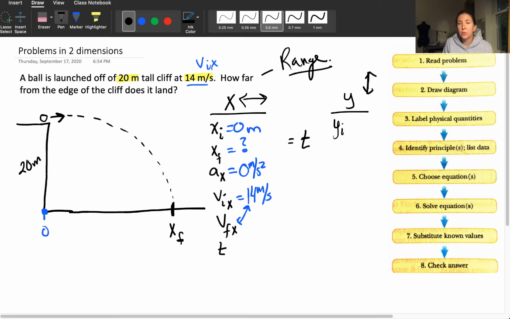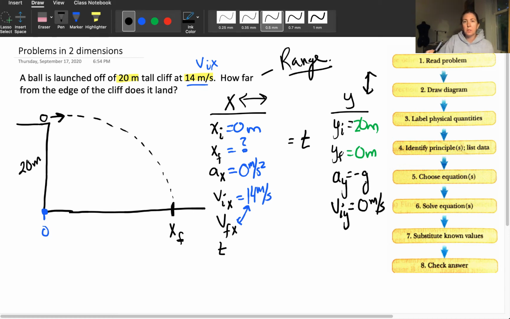So what's our y initial position and our y final position? Well, our initial position in the y, it starts at 20 meters and it ends at 0 meters. And then the acceleration in the y direction, this is just gravity, right? Negative g, negative gravitational field strength because it's accelerating downwards due to gravity. Our initial velocity in the y direction, viy, is going to be 0 meters per second because it's not being shot up and it's not being shot down, it's being shot horizontally. And we don't know our final velocity in the y direction. We could calculate it if we wanted to. So that's something that we don't know. And we don't know the time.